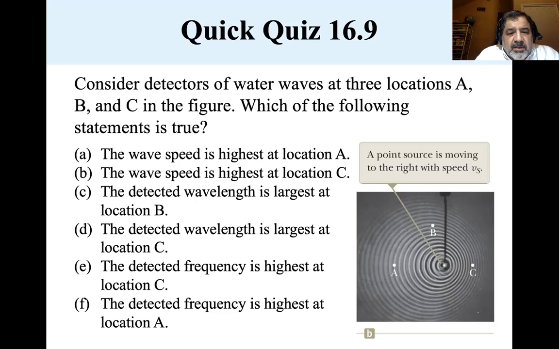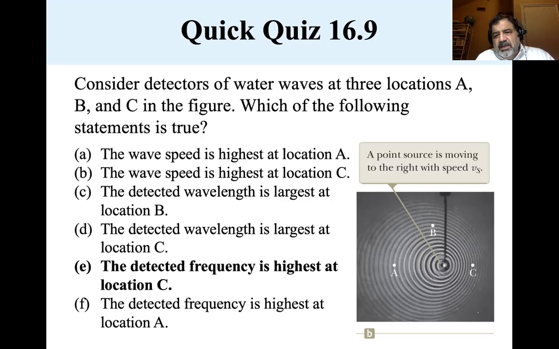The detected frequency is highest at location C because you can see that they're compressed. They're compressed here. And so the detected frequency is highest at location C.